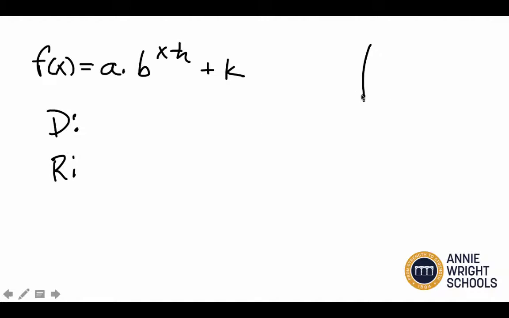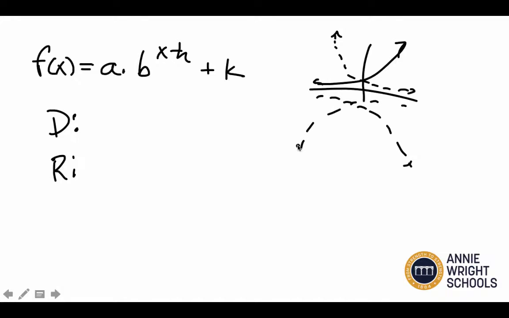So all exponential functions b to the x look like this, or depending on the value of b, they could look like this. And then depending on the value of a, they could be flipped to look like this, or they could be flipped to look like this. One important characteristic is that the domain is all reals. You can plug in whatever you want for x.